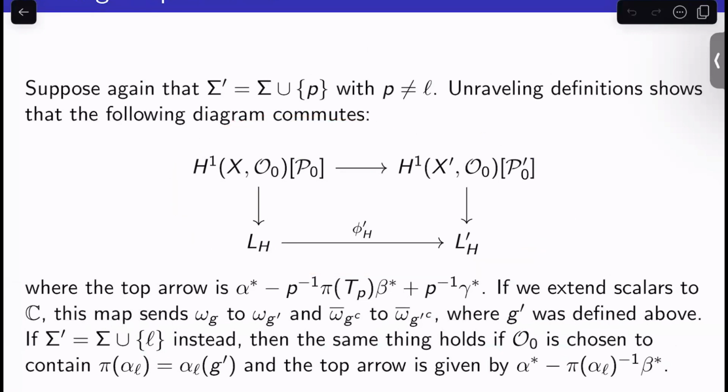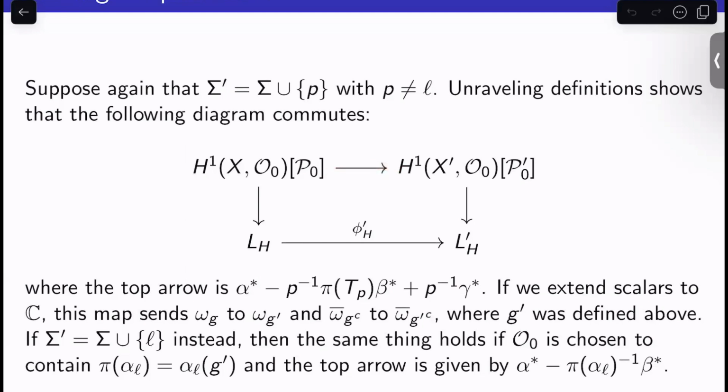So here's the diagram. We go from h1x naught o naught bracket p naught to h1x prime o naught p prime naught. Then we go down to LH and to L at prime h on the left and the right respectively. And then we have this phi prime h map on the bottom that we just defined. Okay, the only thing I really have to do here is tell you what this top map is.